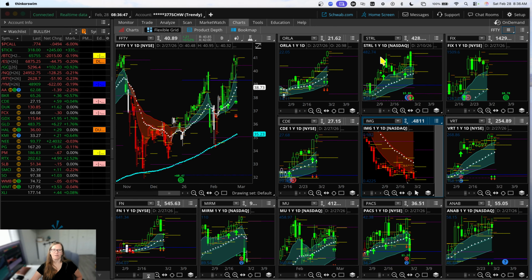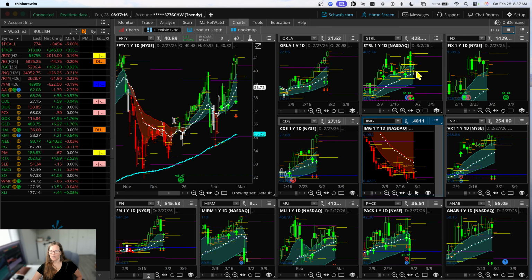STRL, not familiar. I can tell by the price of it though, it's going to be expensive for me to trade. I'm looking for names that are familiar to me on this particular chart. FN, again, more expensive, but always take a look at FFTY just to see if there's anything in here that looks good to trade to you.